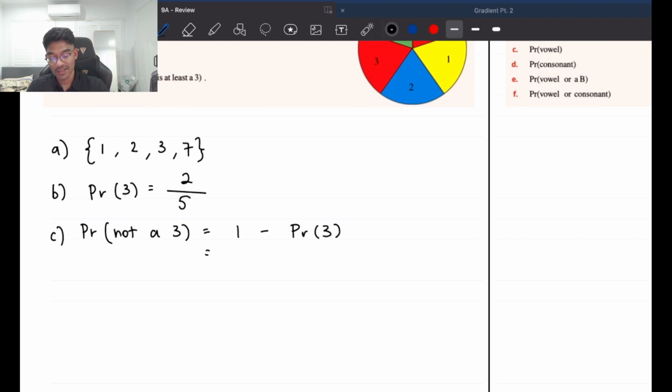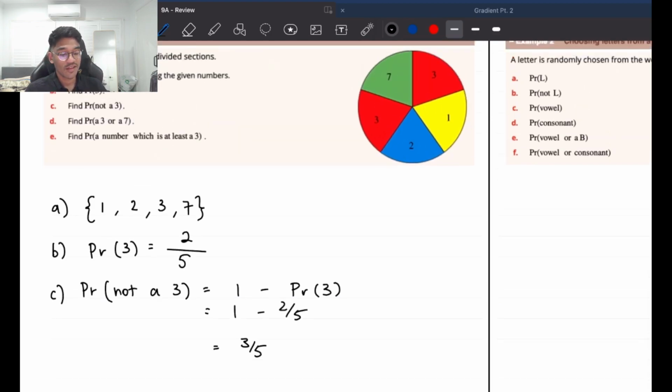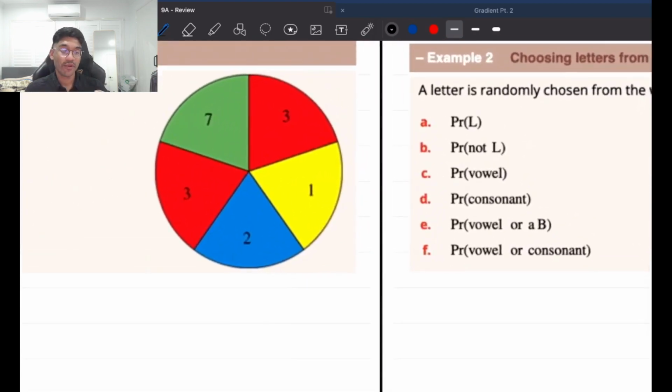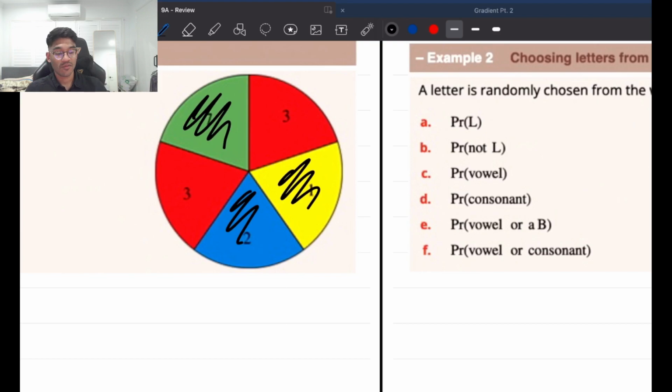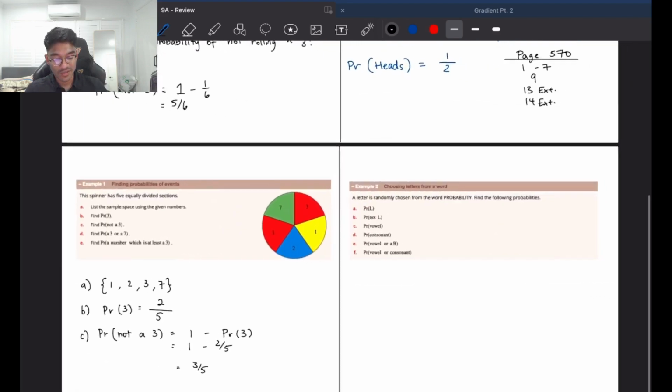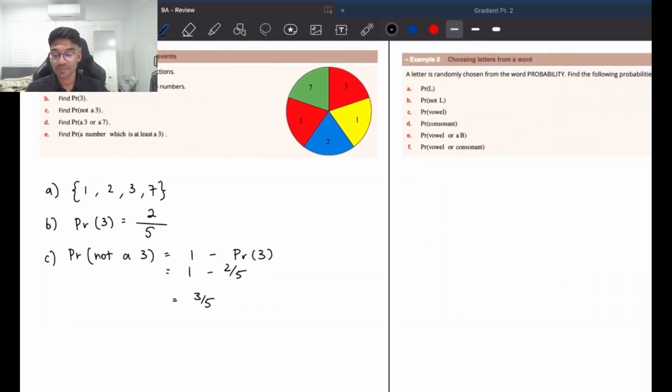Well, we've worked out the probability of 3 in the previous question. So it's 1 minus 2 over 5. Pop that in your calculator, and you get an answer of 3 over 5. And the way we can double check that is we can look at our wheel. If we want not a 3 happening, there are 1, 2, 3 options that aren't 3. So 3 over a possible of 5 outcomes. That's how we get 3 over 5.